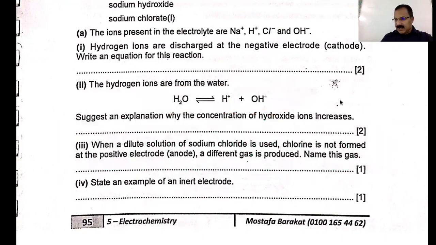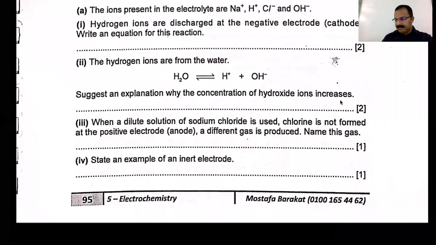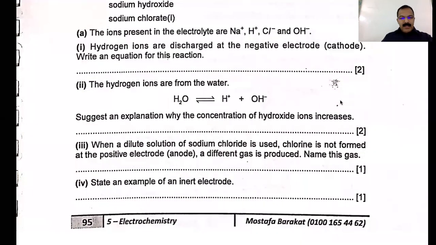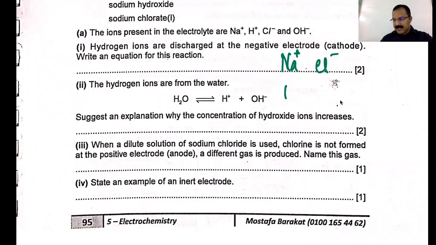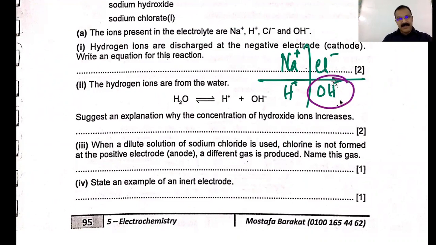So this is a question from electrolysis. When a dilute solution of sodium chloride is used, chlorine is not formed at the positive electrode. A different gas is formed. Name this gas. As we said, when dilute solution is used, these are the ions, and the rule says when dilute solution is used, it should be OH minus. When concentrated solution is used, it is chloride. Similarly, when dilute solution is used, it should be OH minus.